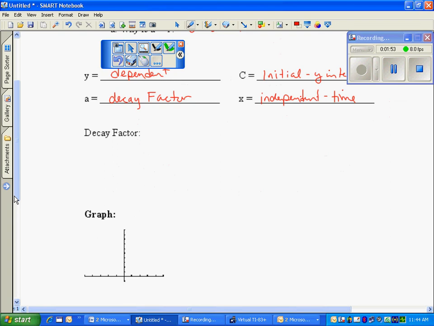So let's look at decay factors for just a minute. Y equals c, my initial, and put 1/5 to the x. What that is saying is if I multiply by 1/5, that's what I have left. I only have 1/5 multiplied by my original. We can also see my decay factor written as a decimal. 1/5 is the same as 20%.